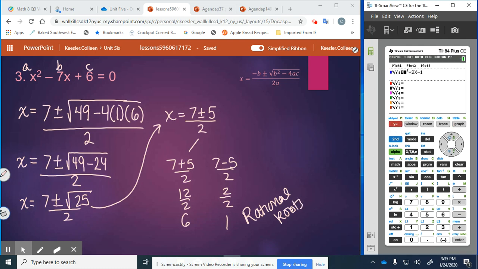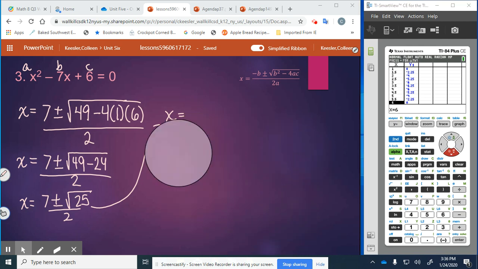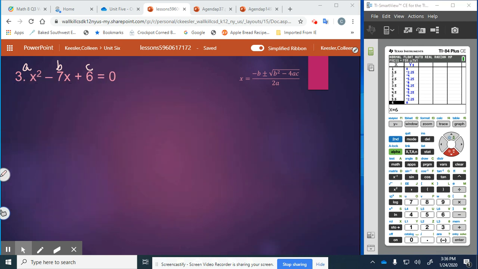Okay, so again, we could check. If we plug that into our calculator, we've got x squared minus 7x plus 6. Pull up the graph, and sure enough, our roots are at positive 1 and positive 6. And if we pull up our table, we can see at positive 1 we match up to 0, and at positive 6 we also match up to 0, proving that we've got the right answers. All right, let's continue. Number 4.